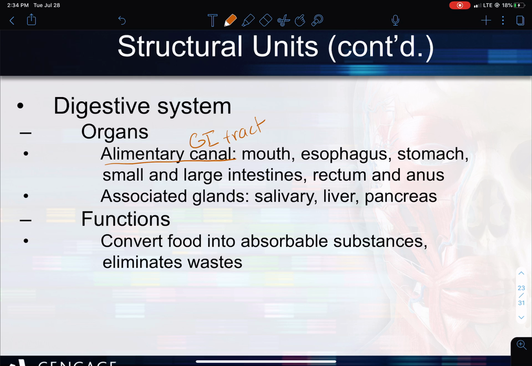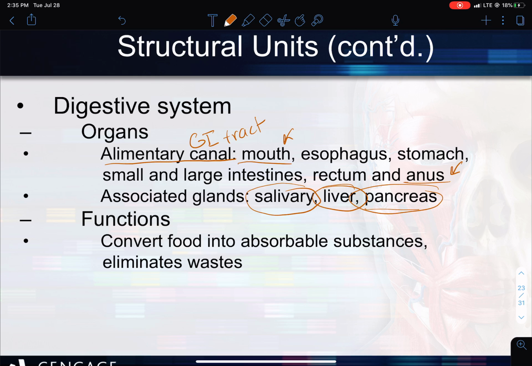And basically, from beginning to end, we've got the mouth all the way down to the anus. So food in, food out. Or, excuse me, not food out. Food and nutrients in, and then things that we can't use out. Some glands that are assisting the digestive system include the salivary glands, which are in the mouth, for the most part. The liver, which is going to help process fats, and the pancreas, which will help us process proteins.